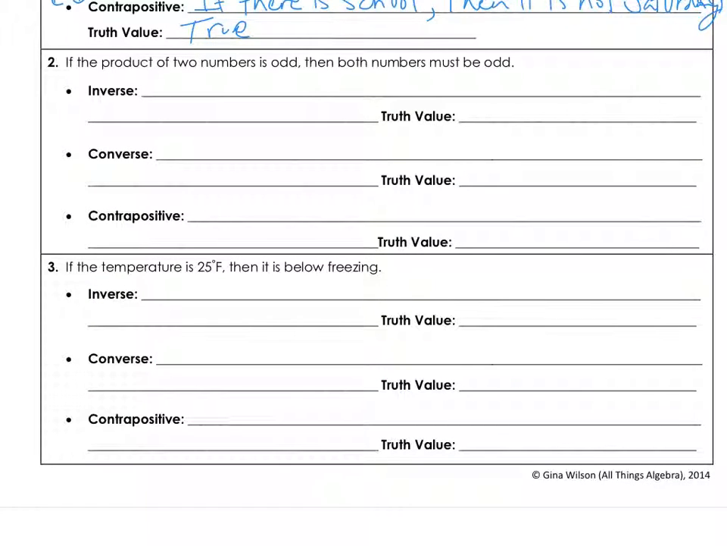All right, so for this number 2, we can see the if part is right here, so that means that this is our hypothesis, so that's my P. We have the then, so both numbers must be odd is my conclusion. So when we write our inverse, remember the inverse is negating them, so the opposite of P implies the opposite of Q, so we need to put the opposite parts in there. So if the product of two numbers is not odd, which means it would be even, so we could just say is even, then both numbers must be even, since again, even would mean that it's not odd.